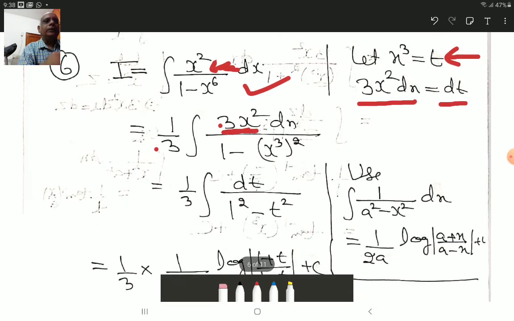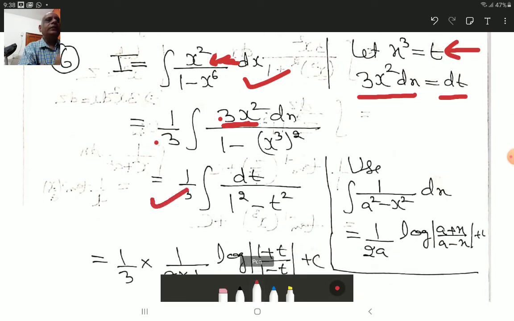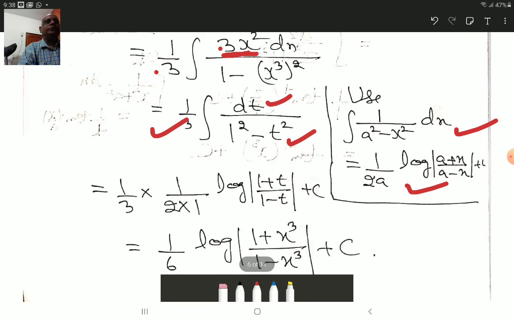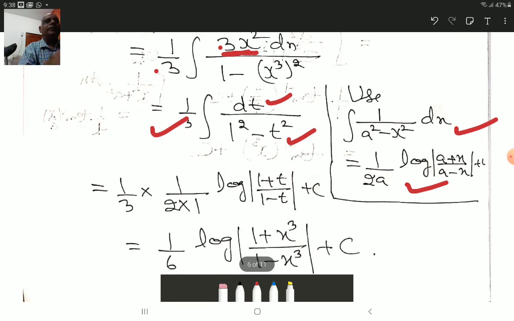1 by 3 is outside. 3x square dx is dt upon 1 minus x cube is t, which is t square. So it is just like 1 upon a square minus x square. So the last formula that we have done today will be applied. Integration of 1 upon a square minus x square is 1 by 2a log of modulus of a plus x upon a minus x. So integration of 1 upon 1 square minus t square should be 1 by 2a, a is 1, log of modulus of a plus x, that is 1 plus t, upon 1 minus t plus c.